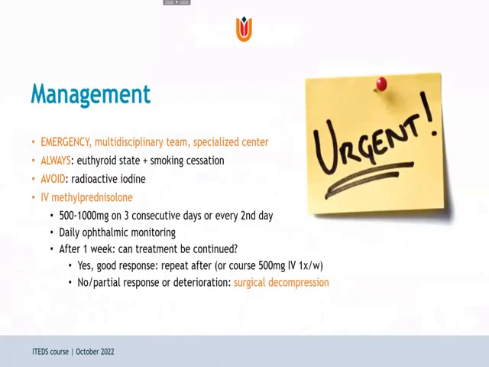So the management: DON is an emergency which should be handled by a multidisciplinary team in a specialized center. We should always strive for a euthyroid state and urge the patient to stop smoking. We should always avoid the use of radioactive iodine because that can deteriorate inflammation. And the first line of treatment is usually IV steroids, so methylprednisolone, 500 to 1,000 milligrams a day on 3 consecutive days, with daily ophthalmic monitoring.